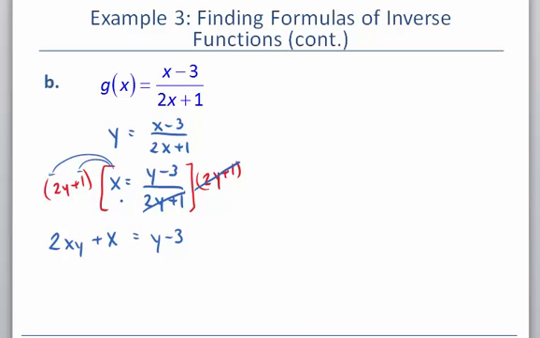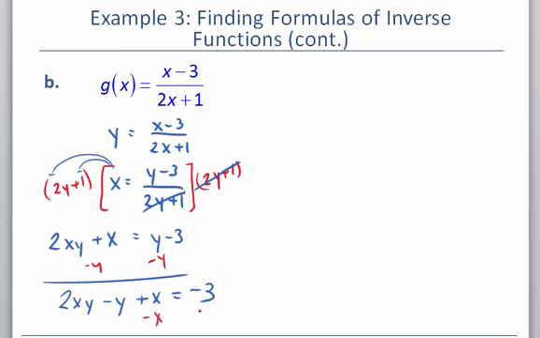Now the easiest way to solve this for y is to get everything on one side that has a y and get everything that doesn't have a y on the other side. So let's rearrange some things. I'm going to subtract this y off, which is going to give me 2xy minus y plus x is equal to negative 3.